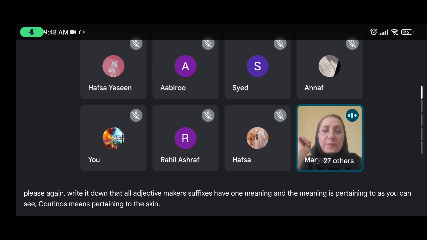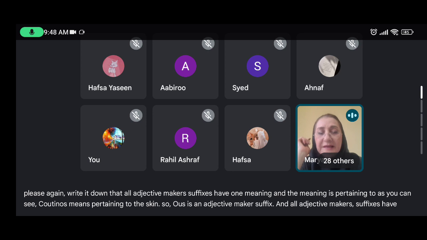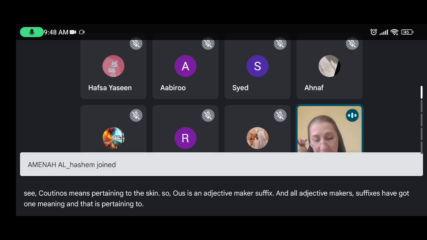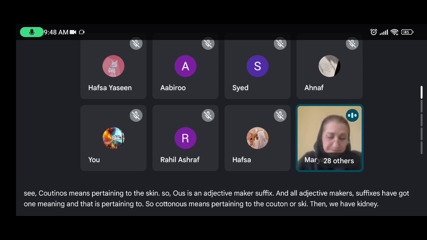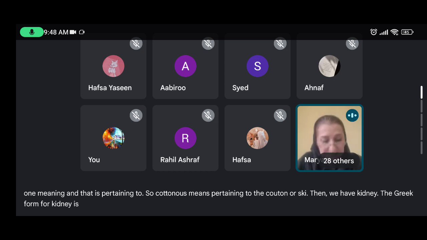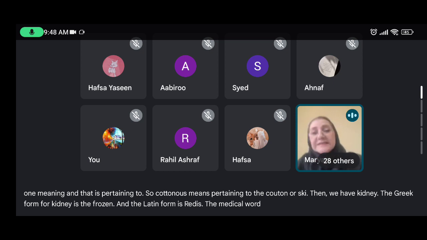So, ous is an adjective maker suffix, and all adjective maker suffixes have got one meaning, and that is pertaining to. So cutaneous means pertaining to the cutan or skin. Then we have kidney. The Greek form for kidney is nephros, and the Latin form is renus. The medical word for kidney is nephr and ren.